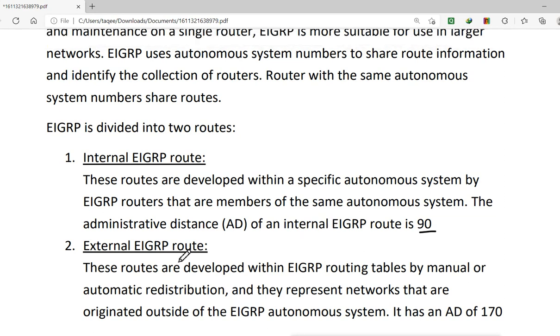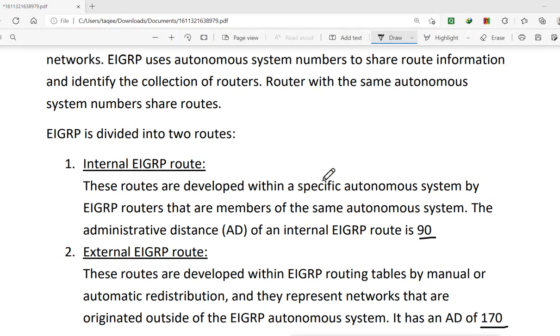External EIGRP routes are routes added to the EIGRP routing table by manual or automatic redistribution, and they represent networks that originated outside of the EIGRP autonomous system. The AD value for those routes is 170. That means whether they are configured manually or redistributed automatically from another autonomous system or routing domain, and those networks are coming into our internal routing domain, those routes' AD value will be 170 and they will be called external EIGRP routes.